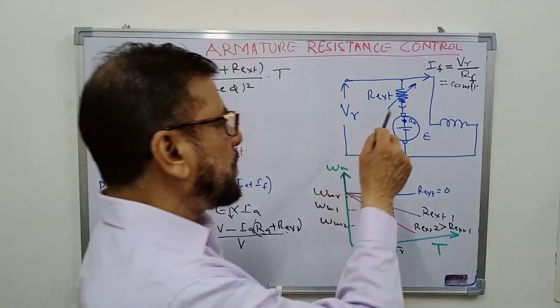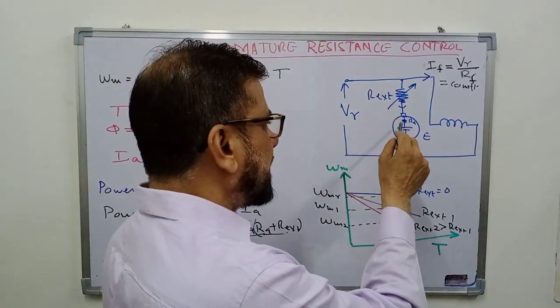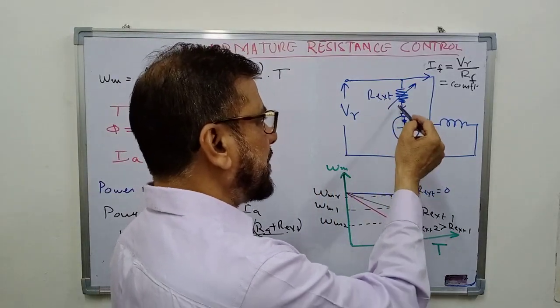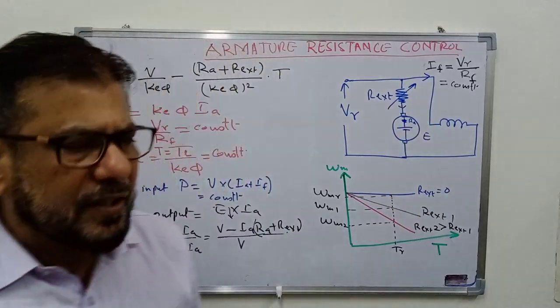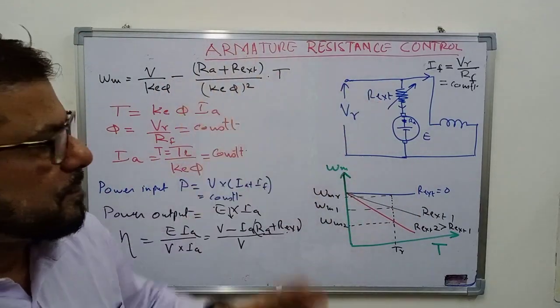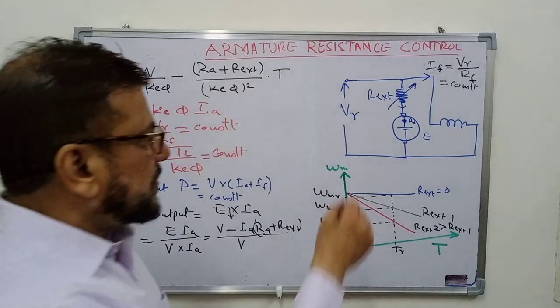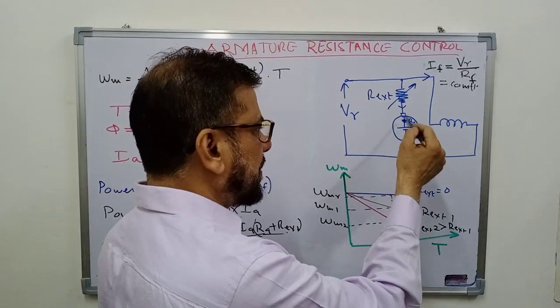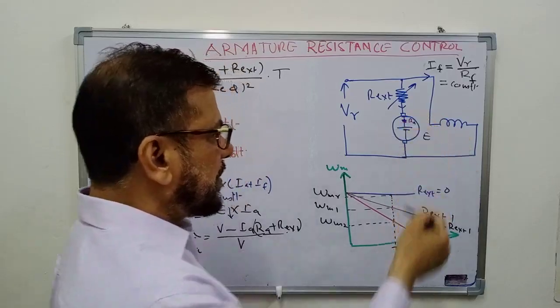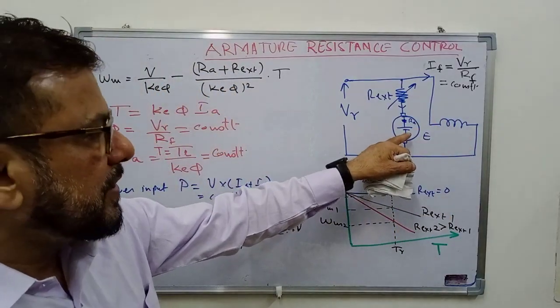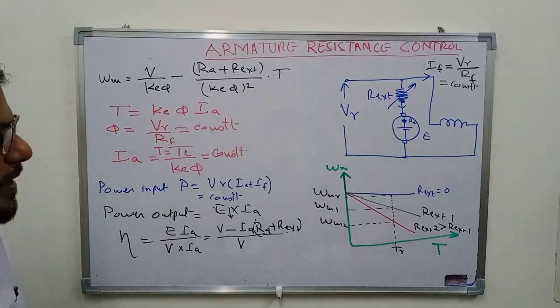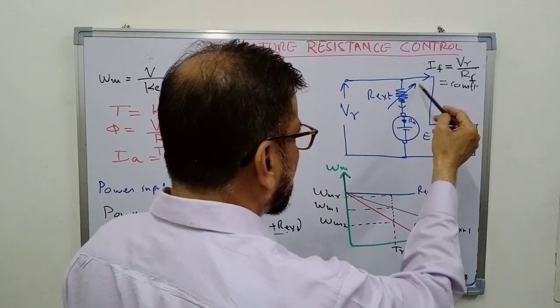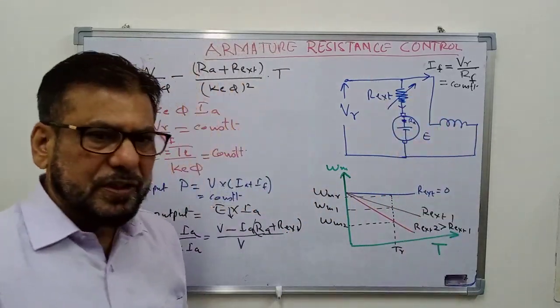So, what we have to do here is that in series with the armature, we have to connect some external resistance. Suppose you have connected a rheostat there. So this is R external and this is the armature resistance, that is resistance of armature circuit, and the back EMF is E. So by varying this external resistance, you can control the speed of the DC motor.